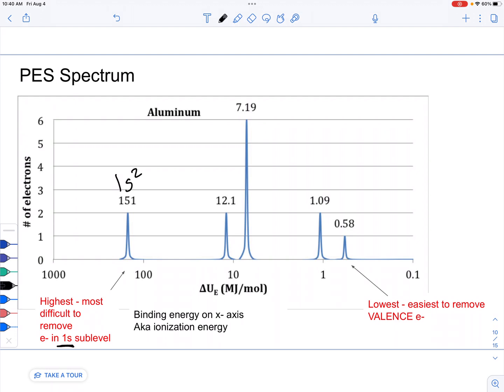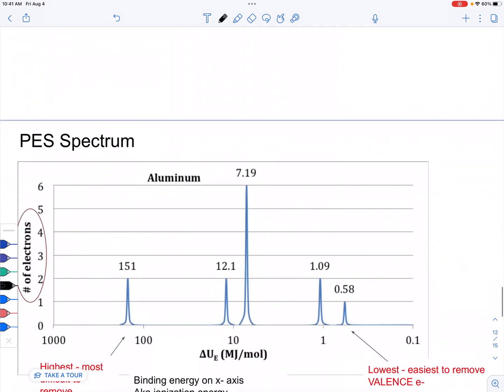this is the 1s2 peak. Then the next peak is going to be the 2s2, and then we have the 2p6, then we have the 3s2, then we have the 3p peak, and you'll notice this only goes up to the 1, so that's going to be 3p1. So again, this was aluminum. If you look at aluminum in the periodic table, it only has those 13 electrons. Its valence electron, or the outermost electron, the one that's easiest to remove is the 3p1.